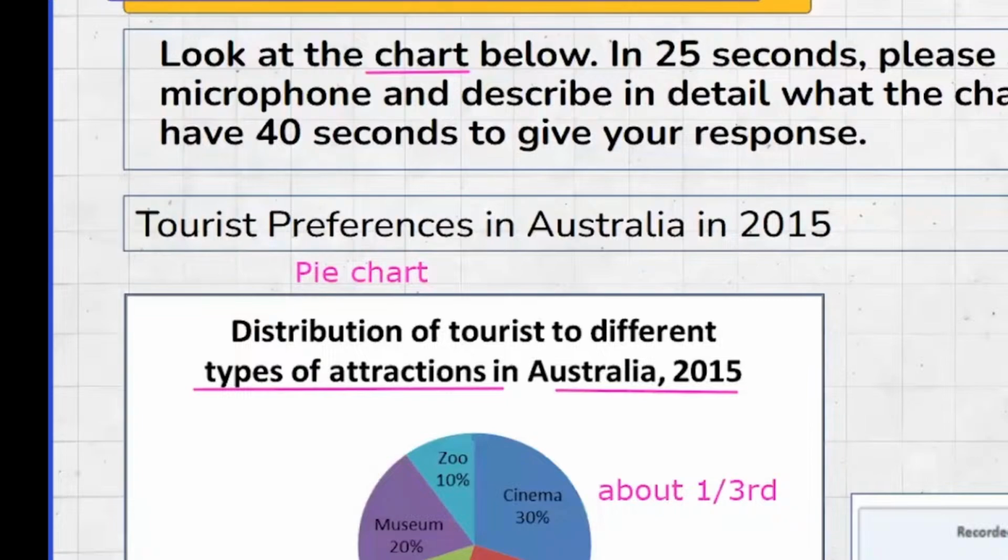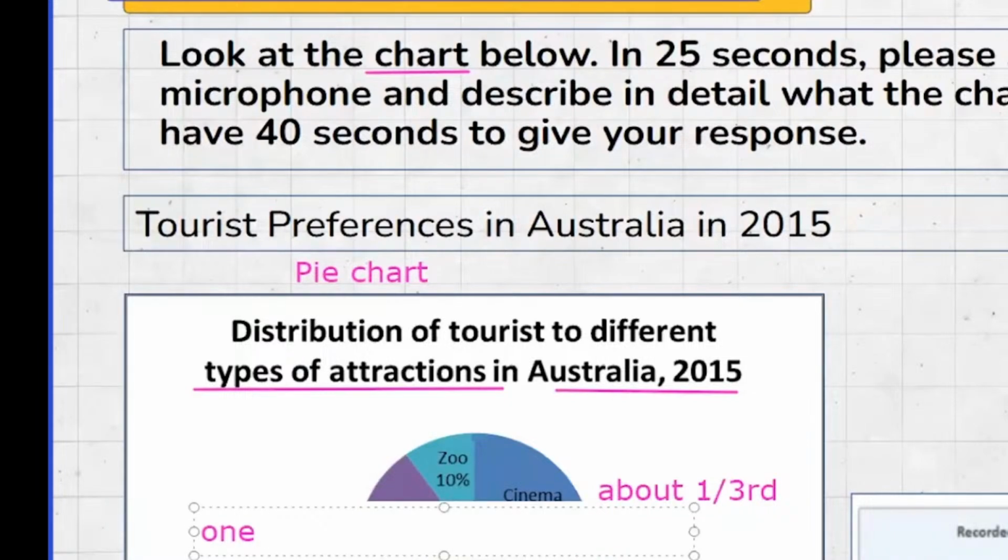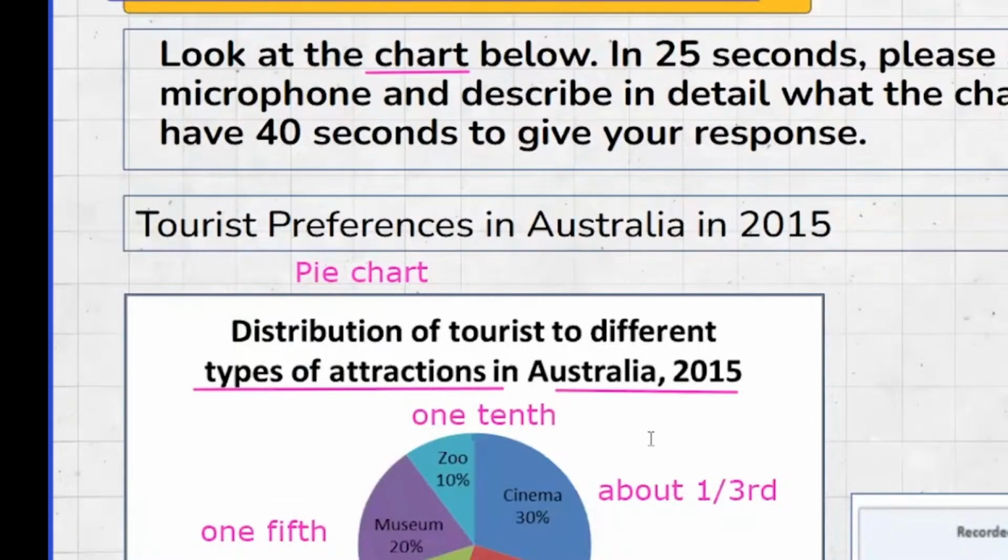Or you can also refer to it as 1/4. Right? So these are various ways to convert your percentage into fractions and proportions. 20% is 1/5. So let's make some quick observations.